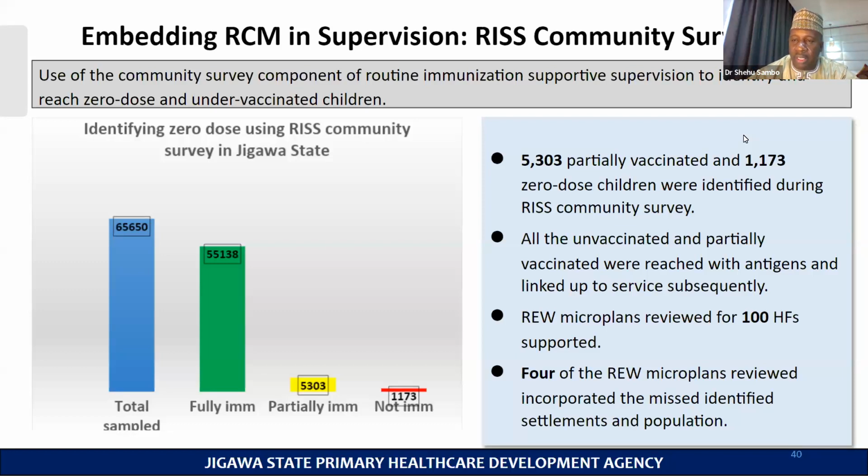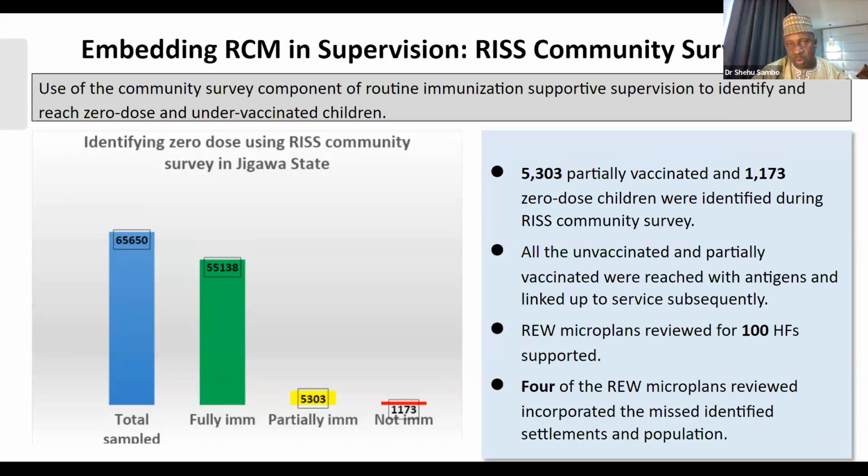All the unvaccinated and partially vaccinated children were reached with antigens and linked up with service subsequently. That is the advantage of this over the LQAS. With LQAS, you later go and find the children. With this one, you immunize them there and then. When you reach any partially immunized child, you update his immunization status and call on the immunization service provider covering that locality, using the micro plan they have. All the microplans were reviewed. 100 health facilities were supported. 4 of the microplans reviewed incorporated newly identified settlements and population. You can imagine a whole settlement or population missed. So that's the importance of this survey. Next slide.